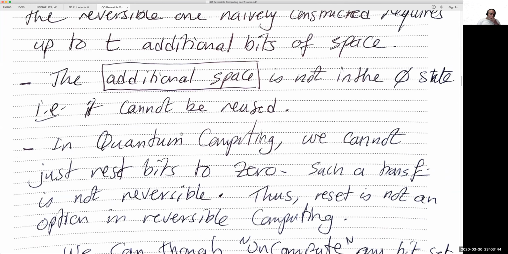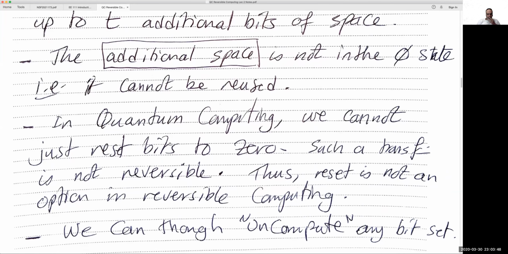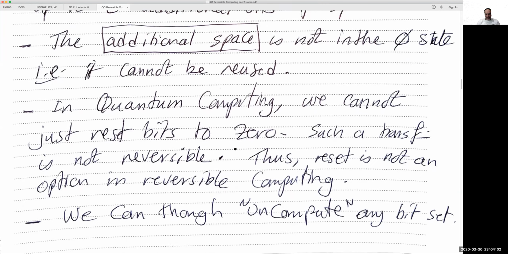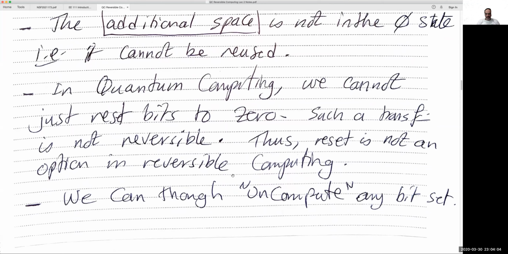So we cannot reuse these bits in quantum or in reversible computing. In quantum computing, we cannot just reset these bits to 0 so that we can reuse them again. And it goes without saying that such a transformation where you reset the bits to 0 is not reversible.